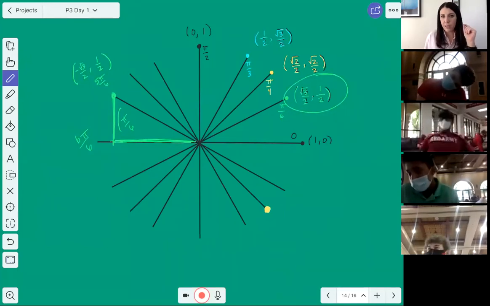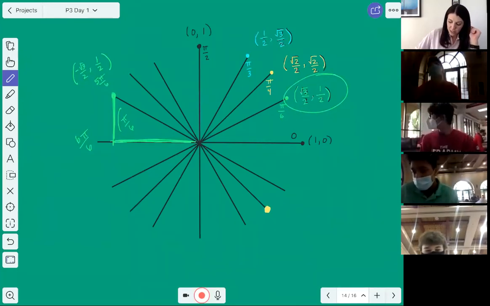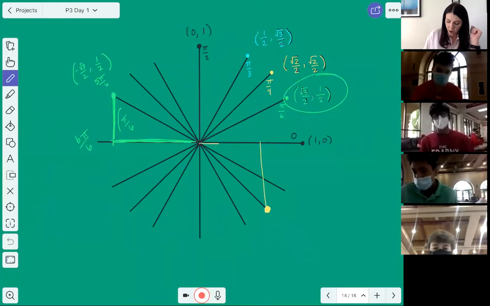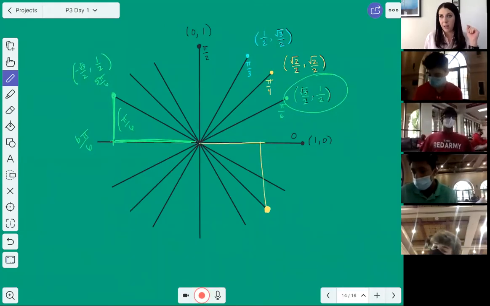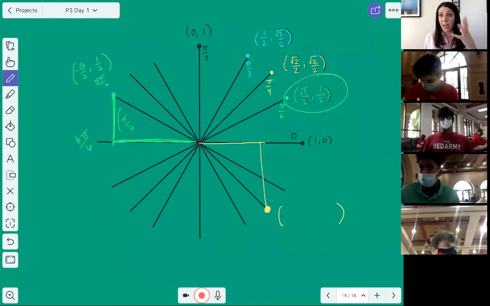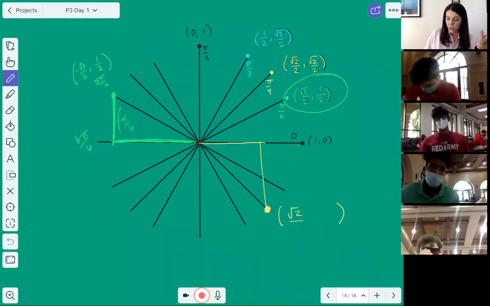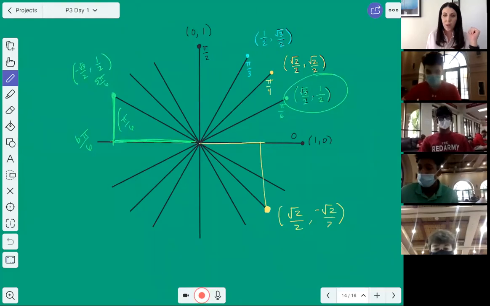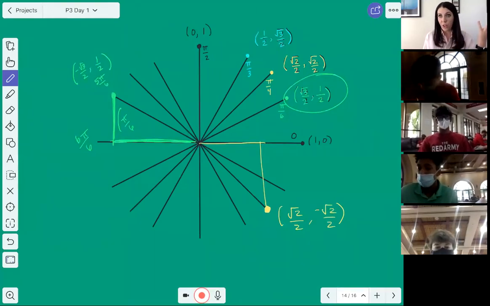So pi over 4 reference angle, meaning if I drew this here, both my x and my y are going to be the same length. So I have the same length for x and y. So that would give me the rad 2 over 2, rad 2 over 2, except I'm in the 4th quadrant. So in the 4th quadrant, y is negative. So my x stays positive, rad 2 over 2, but my y becomes negative, negative rad 2 over 2. Okay, so I actually know the cosine and the sine. I know the x and the y coordinates. I haven't even figured out what the angle is yet.